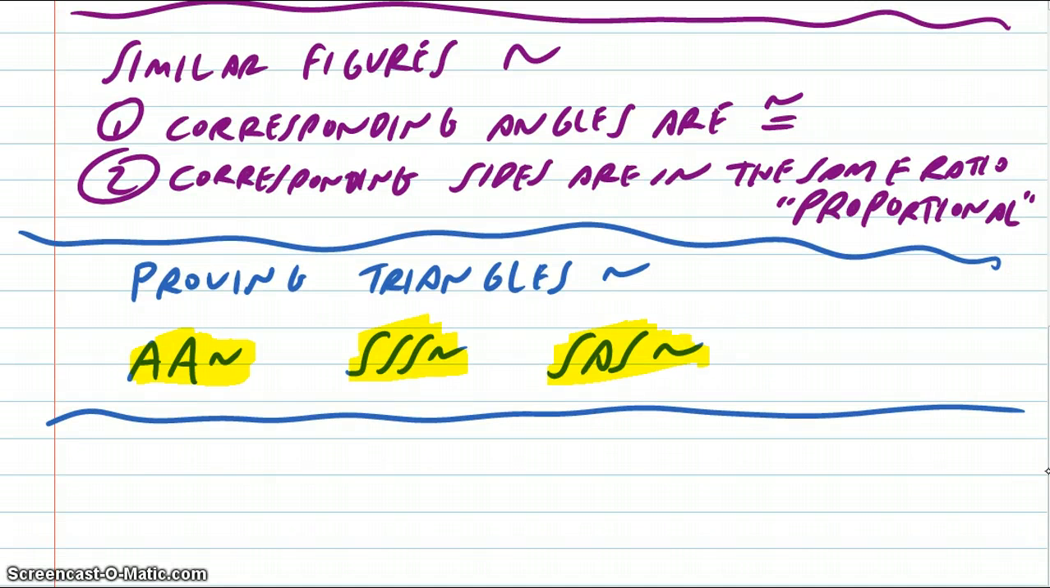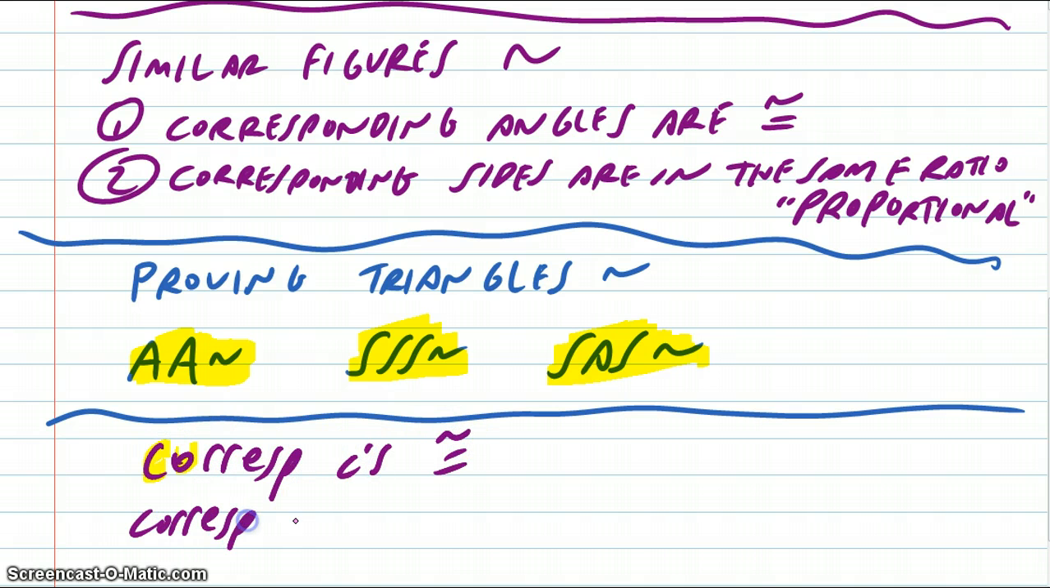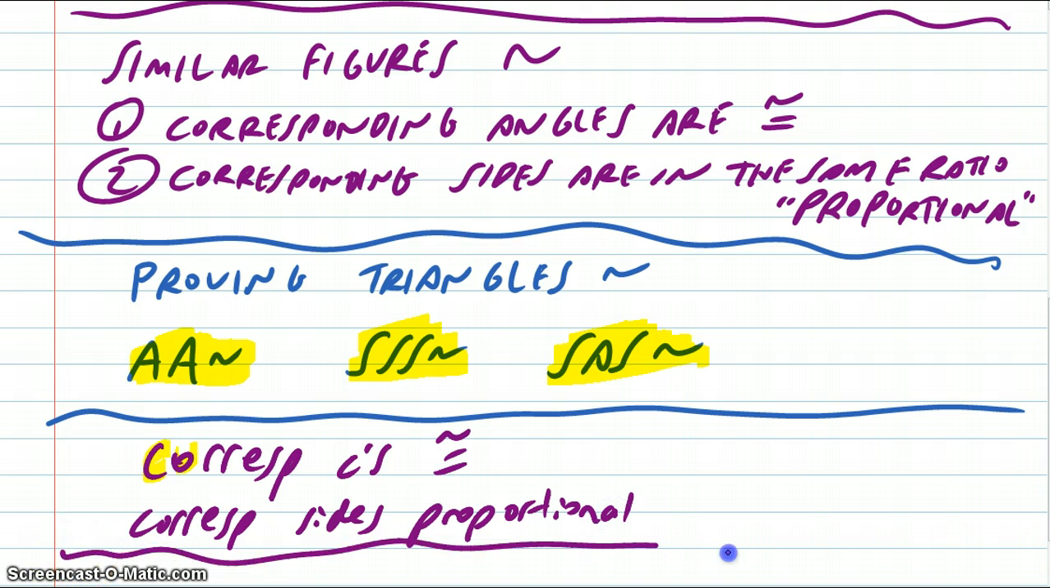After you prove the triangles similar, you can say the corresponding angles are congruent and the corresponding sides are proportional. So that was like our CPCTC for congruent triangles. For similar triangles, once you prove them similar, then you know all the similar figure ideas that we talked about up here are true. And then you get to section 8.5.